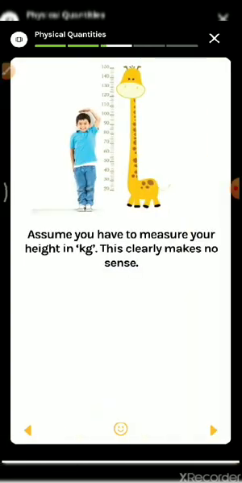So fundamental quantities, what are they? Let us see. Assume you have to measure your height in kilograms. This clearly makes no sense.